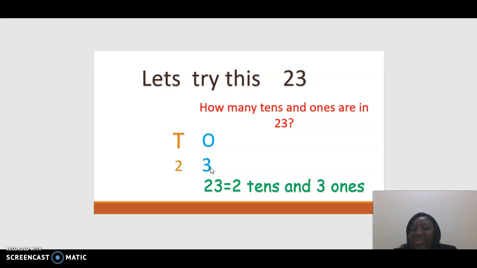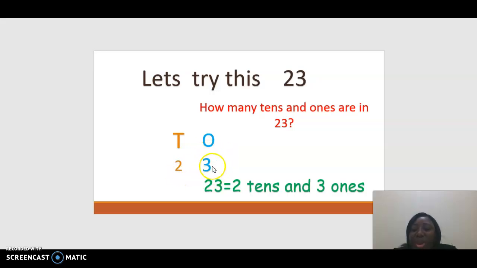Very good. So once you have a 2-digit number, take a piece of paper and write your tens and ones. Remember we're working with a two-digit number: the first digit goes under the tens, the second digit goes under the ones, like I have done here. So what's my first digit? My first digit is 2. I write my first digit under the tens. My second digit goes under the ones. My second digit is the number 3.